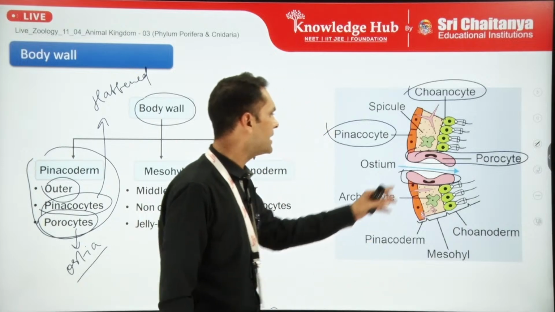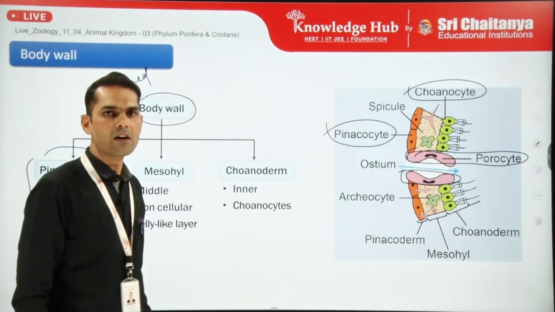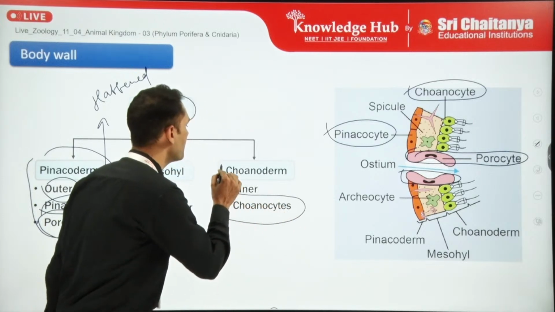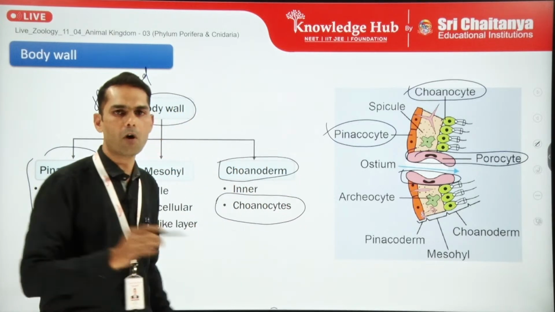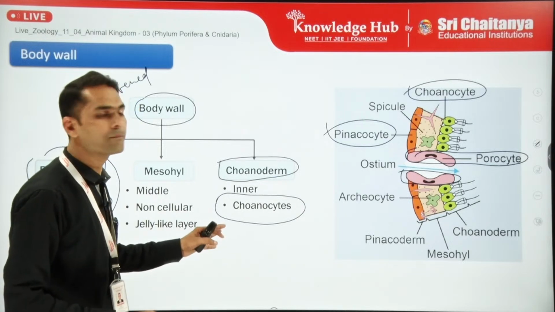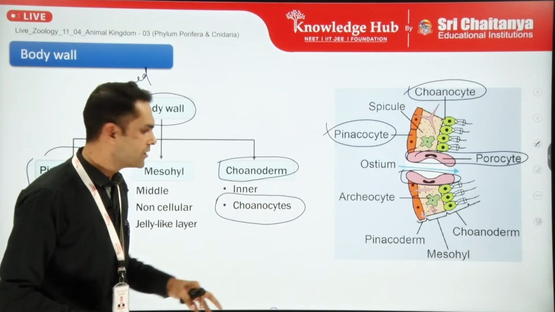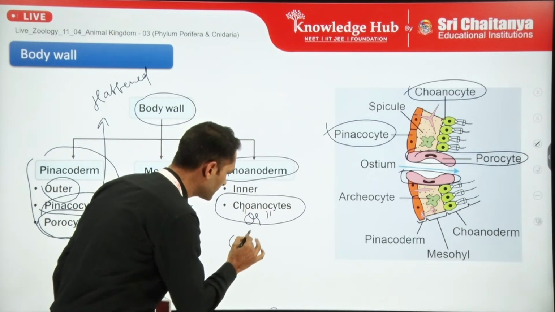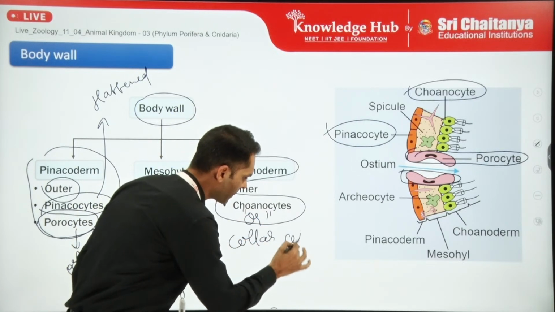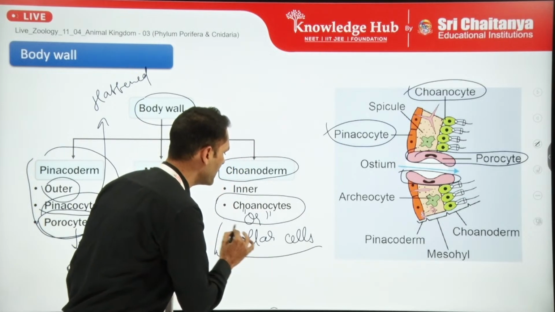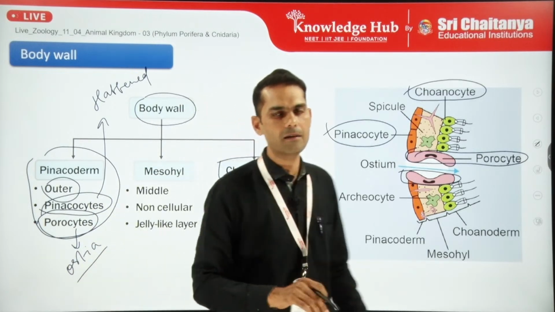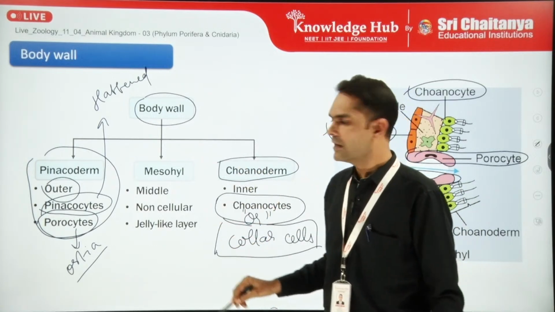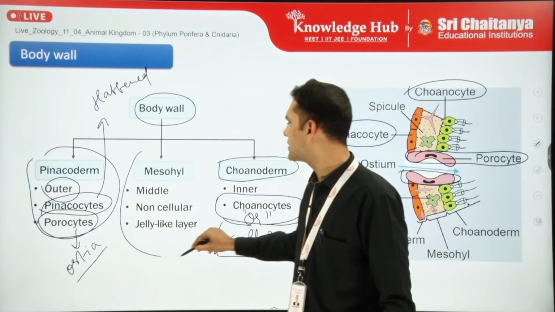Now as we look at the inside layer, this choanoderm layer, which is made up of choanocytes, it is the most important sole characteristic of the phylum Porifera. So choanocytes or collar cells, these are the basic characteristic cell of the phylum Porifera. Fine. Now in between these two layers we can see that the third non-cellular layer is the mesohyl.